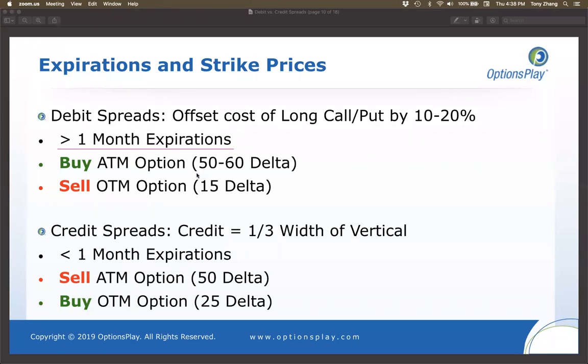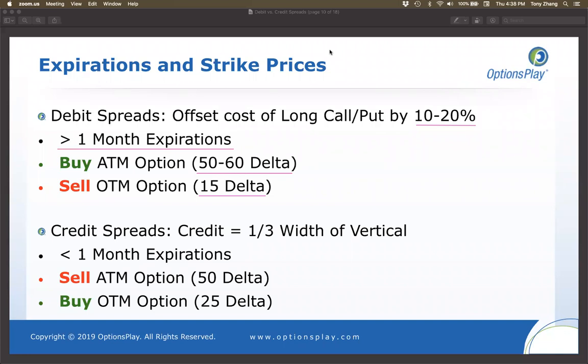We'll always buy an at-the-money call or a put, so about a 50 delta call or a put, and we'll also always sell an out-of-the-money call or a put. Generally speaking, we use about a 15 delta. A 15 delta represents the strike price that's roughly 1 standard deviation away. And the reason that we want to sell something 1 standard deviation away is because that's something that's relatively far away, but actually still has enough premium to offset the cost of buying that long call or put by about 10 to 20%. So you're basically getting about a 10 to 20% discount on the long call or put, while not really capping the potential rewards of that trade.